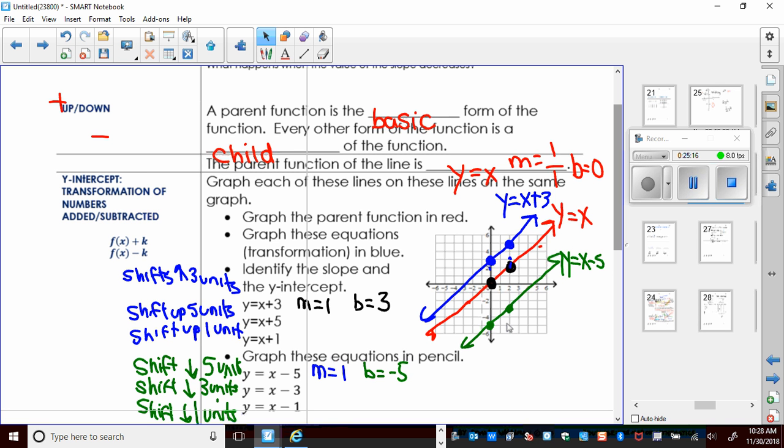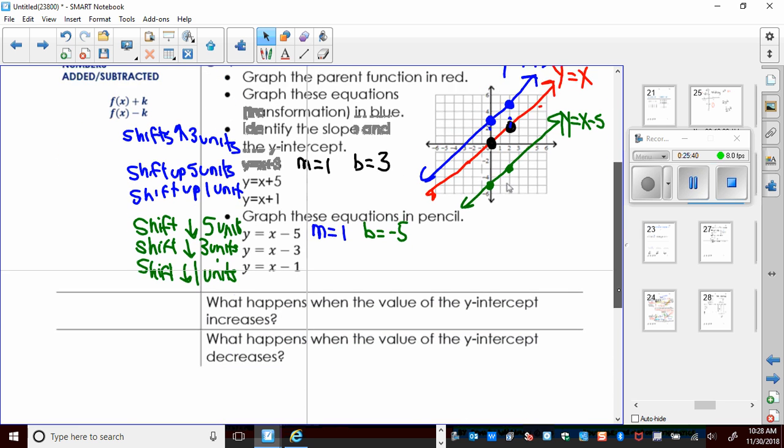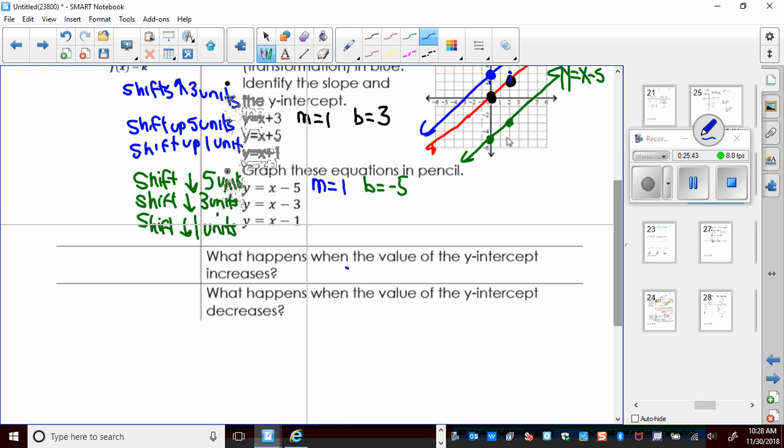Answer the questions below. It says, what happens when the value of the y-intercept increases? What happens when you add a number? It shifts up. Write it down. It shifts up. What happens when the value of the y-intercept decreases? It shifts down. Good. So it shifts up and it shifts down.